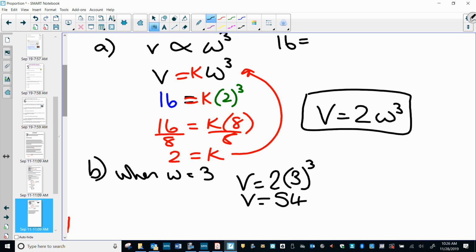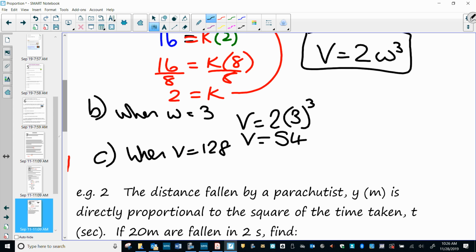128? Yeah? Julia, what's 128 divided by 2? They've asked us to find W when V is 128. So we know that 128 is equal to 2 lots of W cubed.